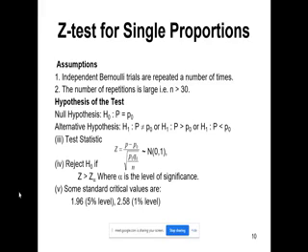So we were dealing with tests of significance in my previous class. Today's class we are going to see some very common tests of significance. First of them is the Z test, and it is called the Z test for single proportion.